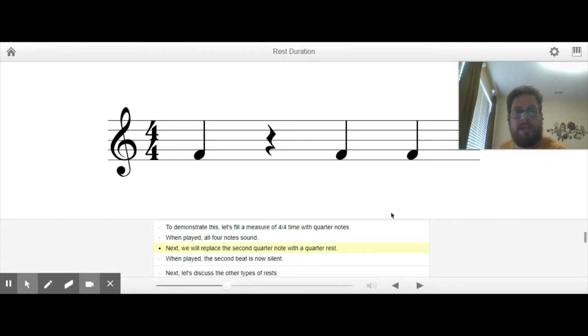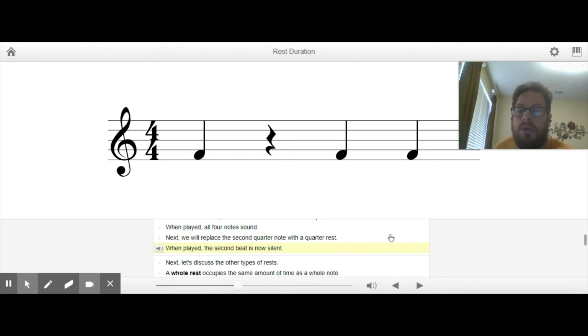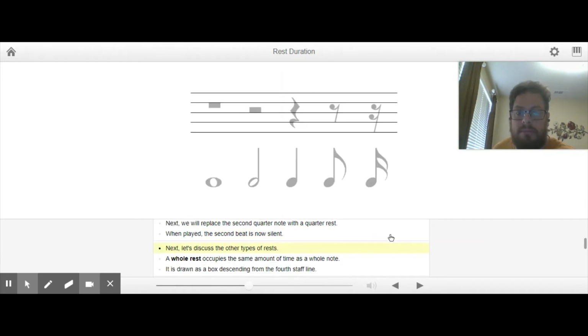So where we rest in there. When played, the second beat now is silent, as you just heard. So we went 1, 3, 4. Now let's go ahead and discuss the other types of rests.